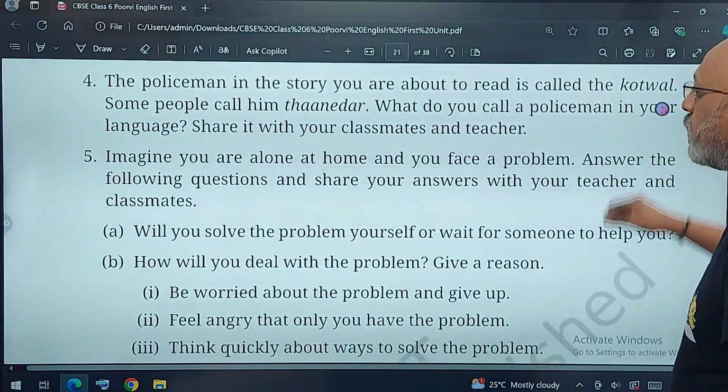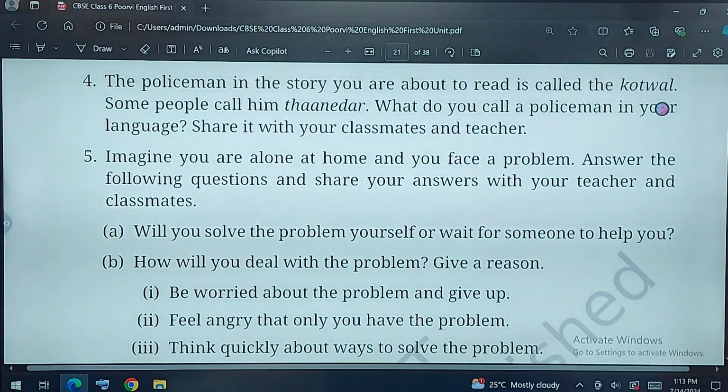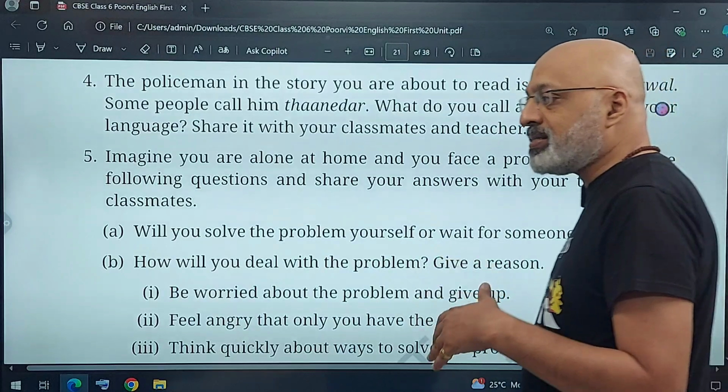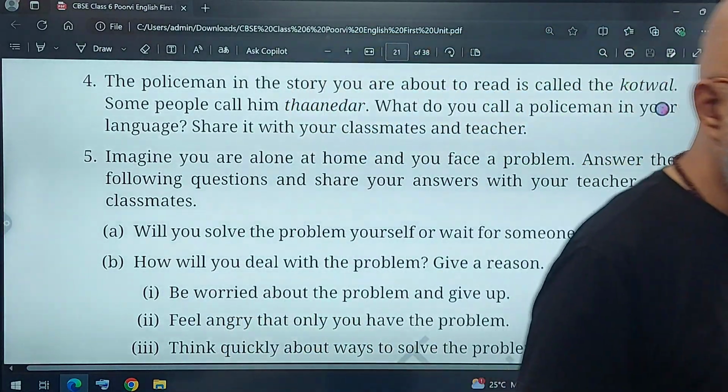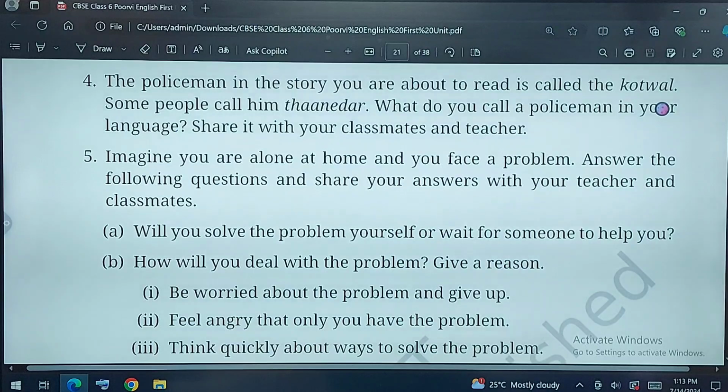The policeman in the story you are about to read is called the Kotwal. Now, Kotwal is one of the titles used in the colloquial, vernacular language for the policeman. Some people call him थानेदार. एक थानेदार करके एक संजय दत्त, माधुरी दीक्षित की मूवी भी आई थी.